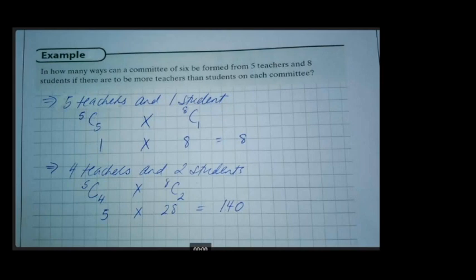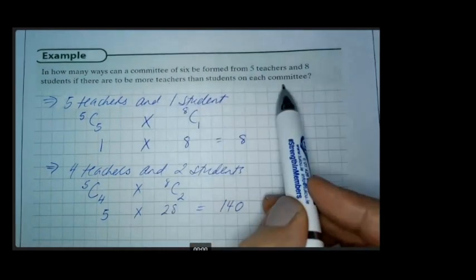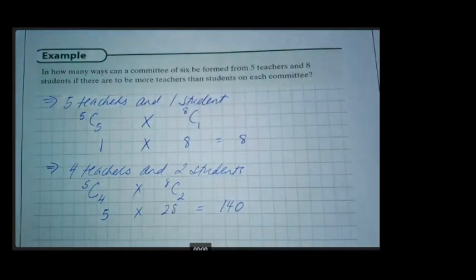Okay, that's that scenario. Right, now let's think if there's another scenario. So what if I had 3 teachers and 3 students? Well, if I have 3 teachers and 3 students, that wouldn't satisfy there being more teachers than students on the committee. So I've only got 2 scenarios here that work, and I'm happy now that I have those 2.